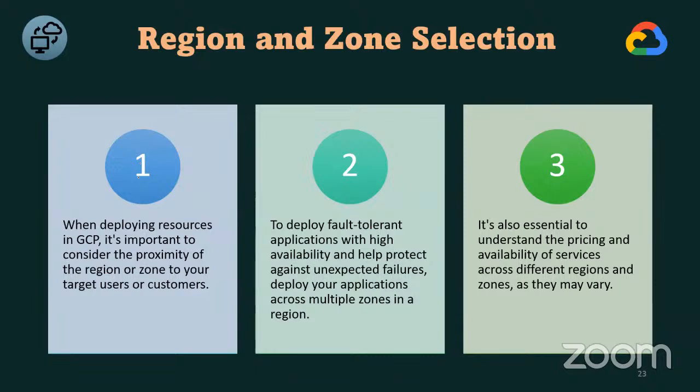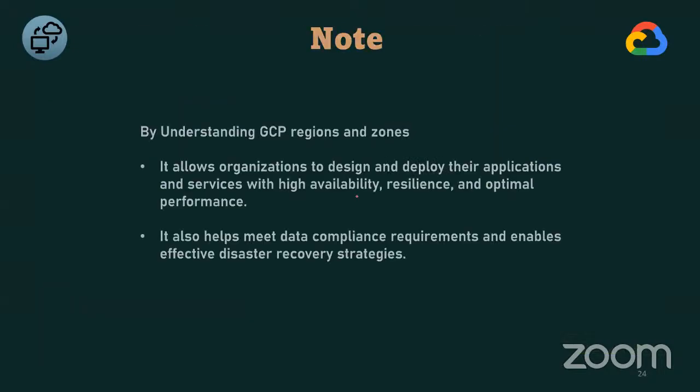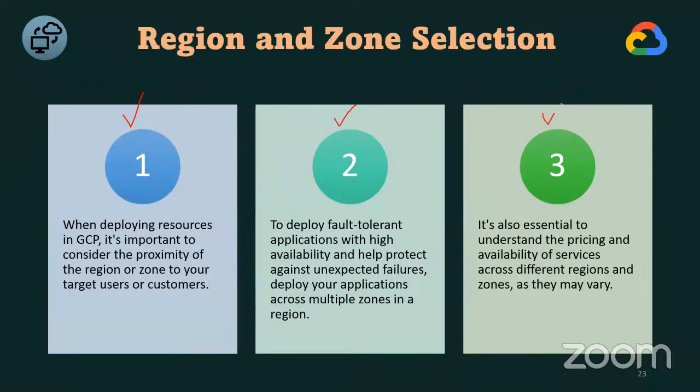Okay, let me just recap. If you want to deploy resources in the Google Cloud Platform, try to select a location, region or zone near your target users. That is our first point. The second point is that to deploy fault tolerant applications and help protect against unexpected failures, try to deploy your applications across multiple regions or zones in a location. And the third point says it is essential to understand the pricing as well as availability of the services, because it may vary from region to region, zone to zone. Okay, so this is our third point.